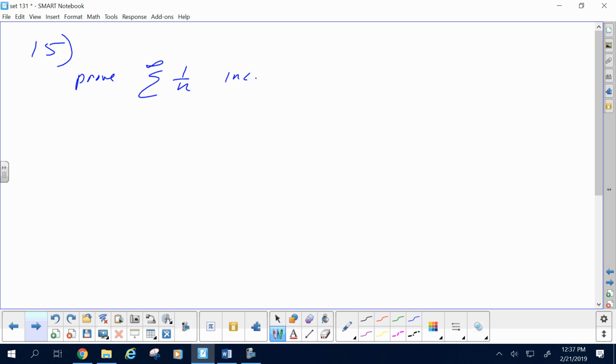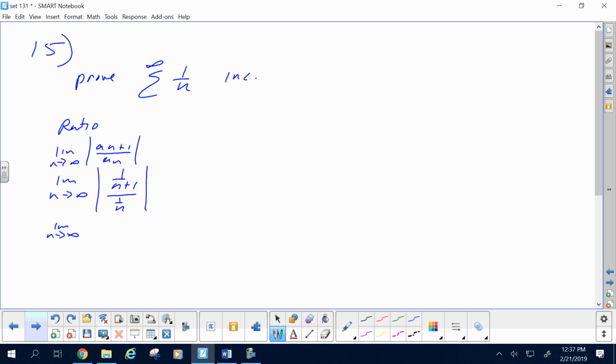But if we tried the ratio test, the limit as n goes to infinity here comes out to be 1 over n plus 1 over 1 over n, which is n over n plus 1. That does approach 1, and that is an inconclusive ratio test. The root test also is inconclusive if the limit comes out to be 1. So you take the nth root of 1 over n.